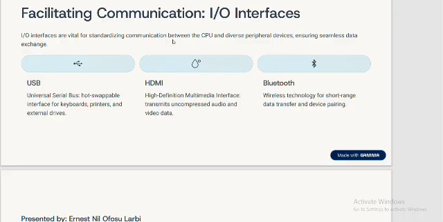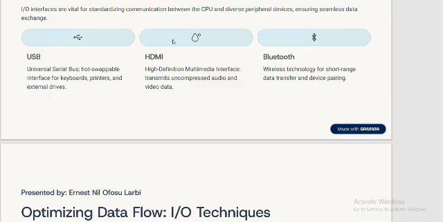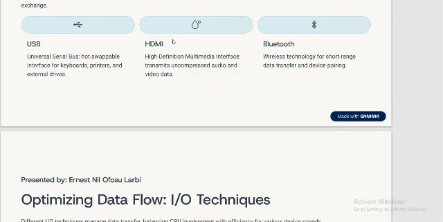Some of these peripheral devices we talk about are the USB, the HDMI, and Bluetooth devices. The USB, or Universal Serial Bus, is a hot-swappable interface for keyboards, printers, and external drives. Mostly it's used as an external drive.